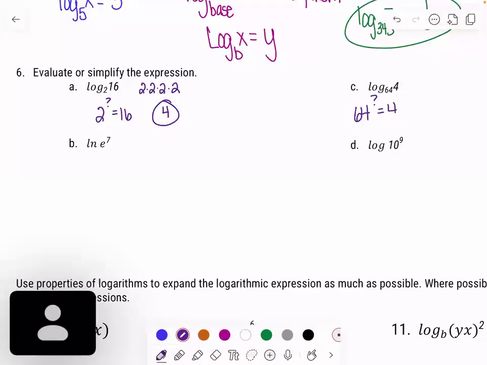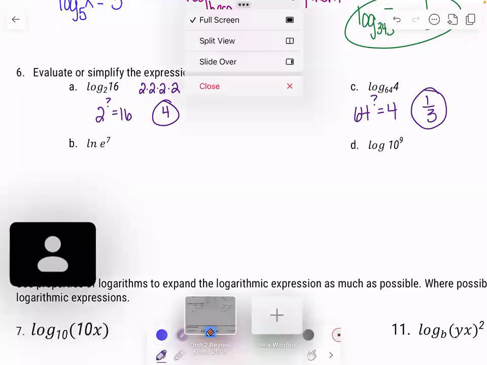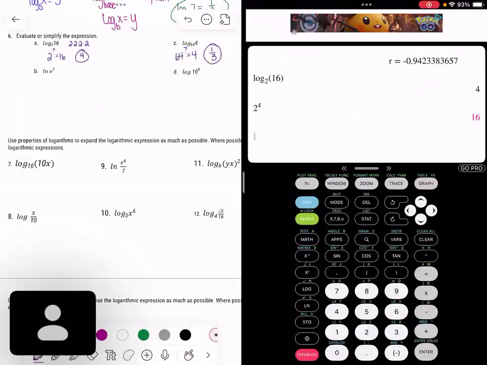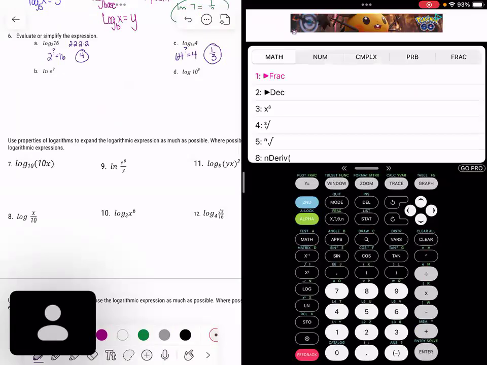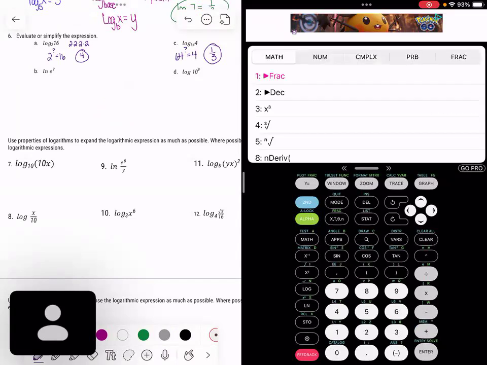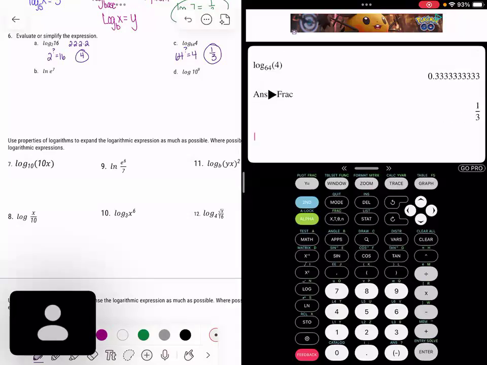4 to what power is 4? That one's a little tricky, but that's going to be 1/3 because it's the cube root. Let's see what it does on your calculator. Does it give you the decimal? Let's see. Math, log base, 64, 4. Yes, it gives me the decimal 0.3333. Hopefully you recognize that that's a fraction. Otherwise, you can change it to a fraction.